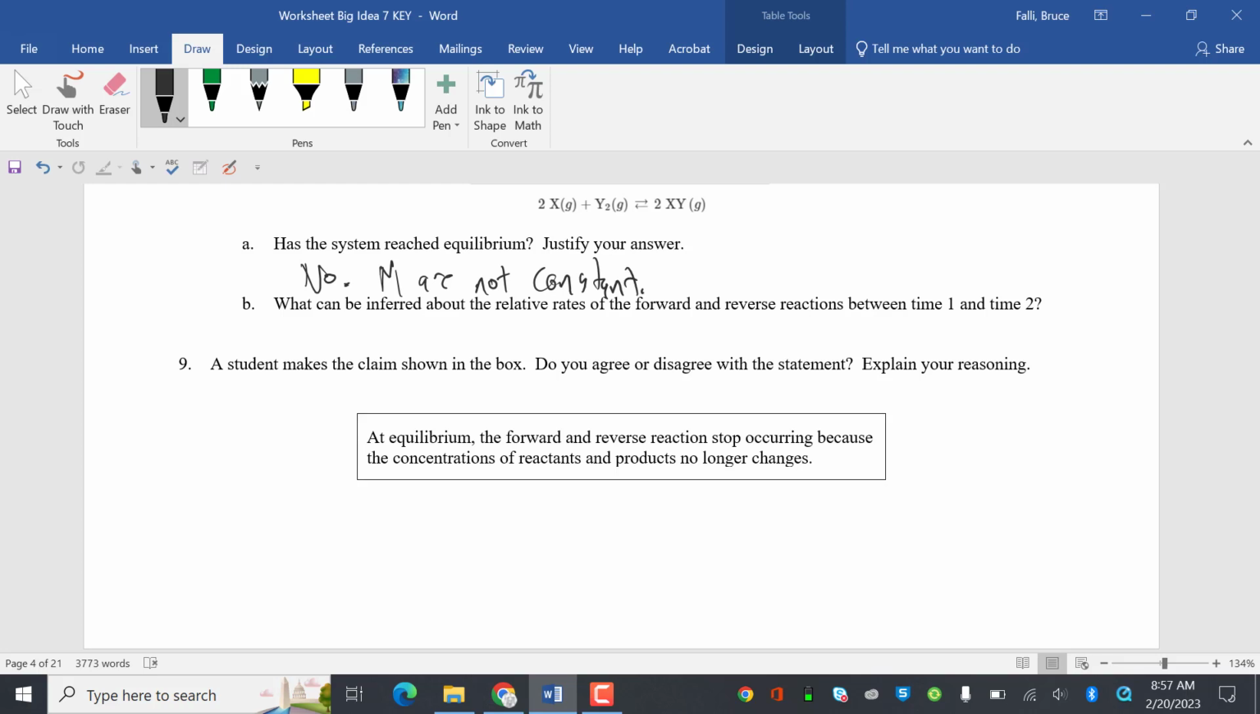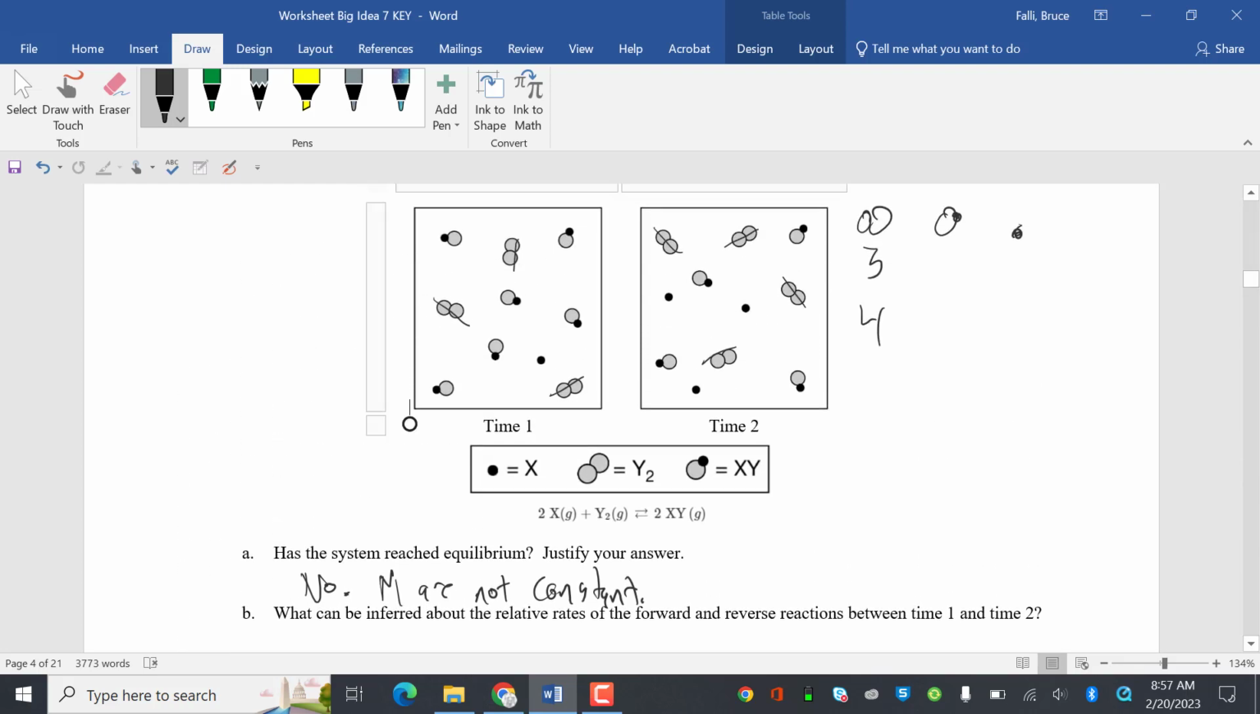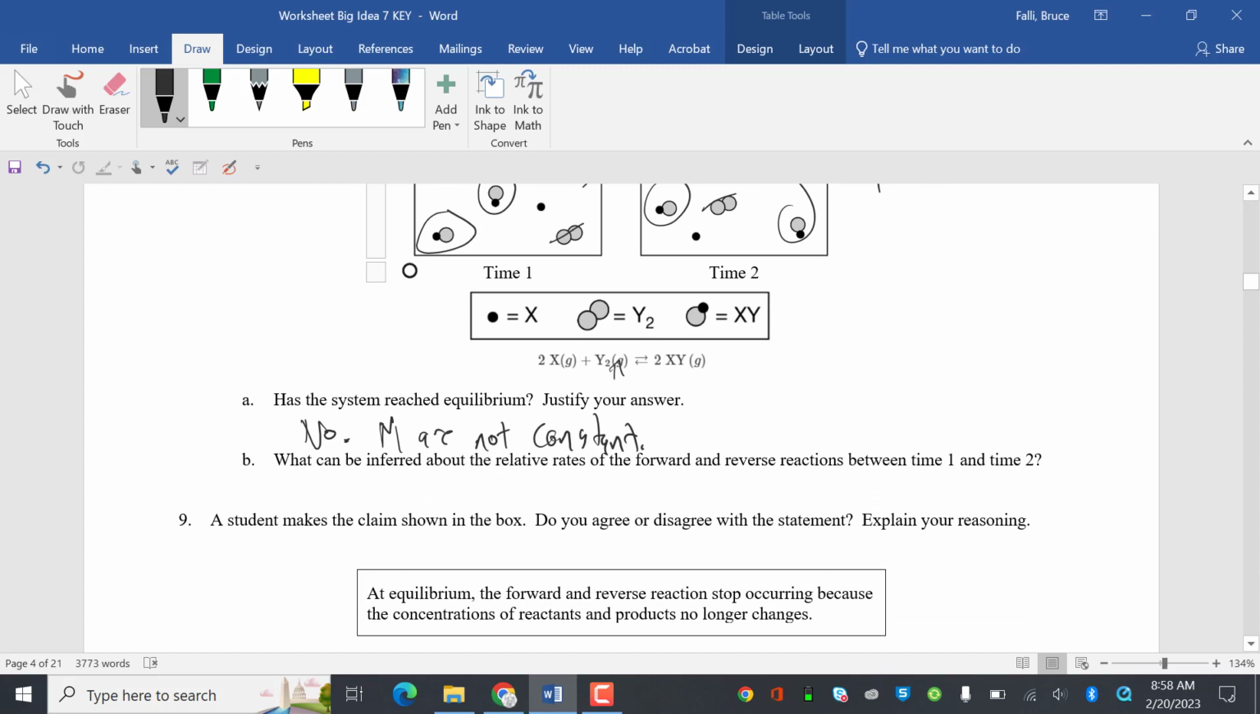What can be inferred about the relative rates of forward and reverse reactions between time 1 and time 2? Okay, so that means I'm making Y2. So Y2 went up. So if Y2 went up, that means XY should go down. Let's just confirm that. 1, 2, 3, 4, 5, 6. So that was 6. 1, 2, 3, 4. That's 4.